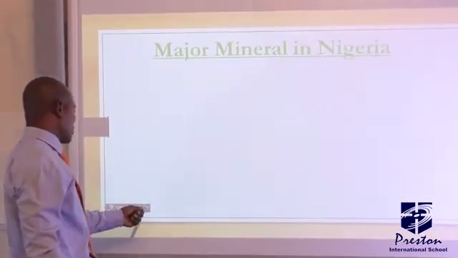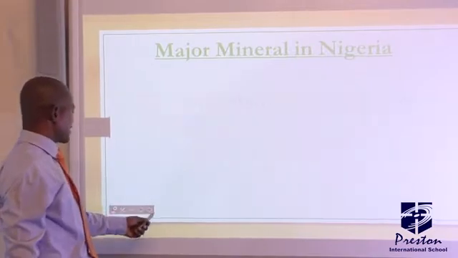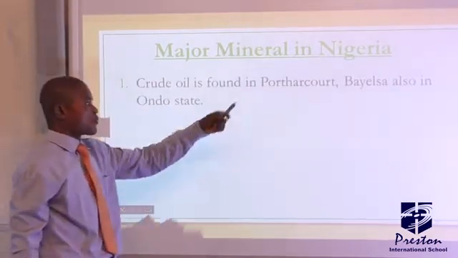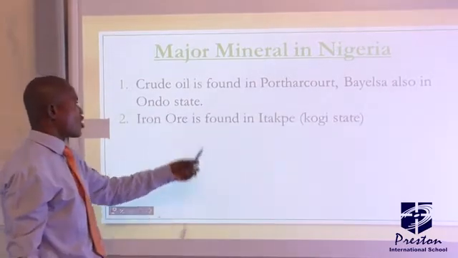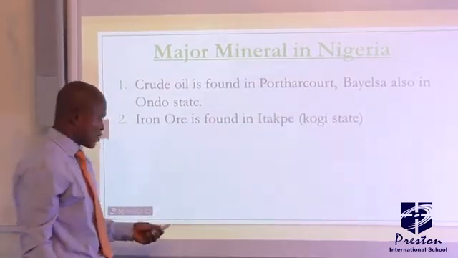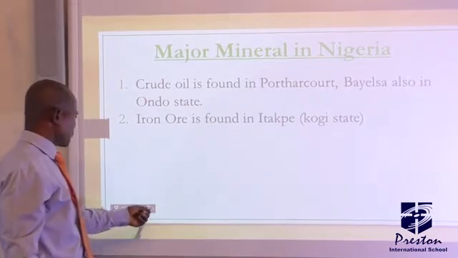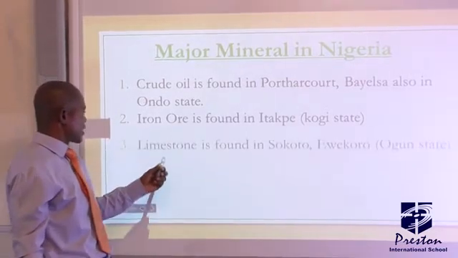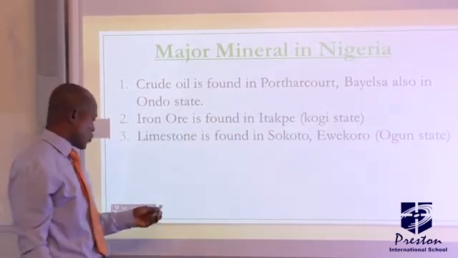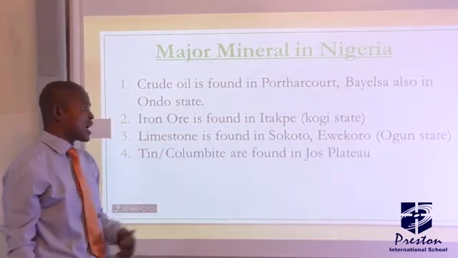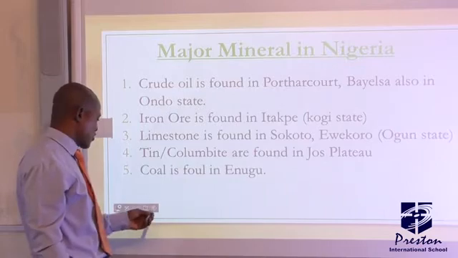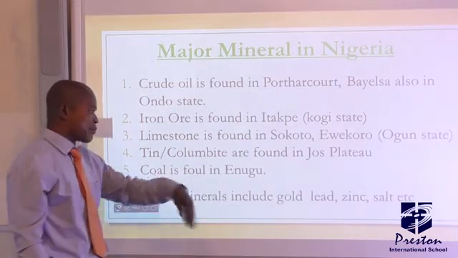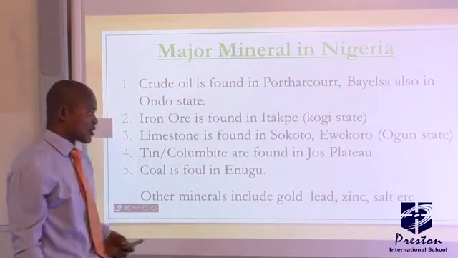And let's look at this quickly. Major minerals in Nigeria. We have major minerals like crude oil, which is found in Port Harcourt, Bayelsa area, and even Ondo State. We have iron ore, which is found in Kogi State. Okay, let's look at limestone, found in Sokoto and Ewekoro, that's Ogun State. We have tin and columbite found majorly in Jos. And lastly, you have coal, which is found in Enugu. Yes, and other minerals like that are found in Nigeria. We have done all that.